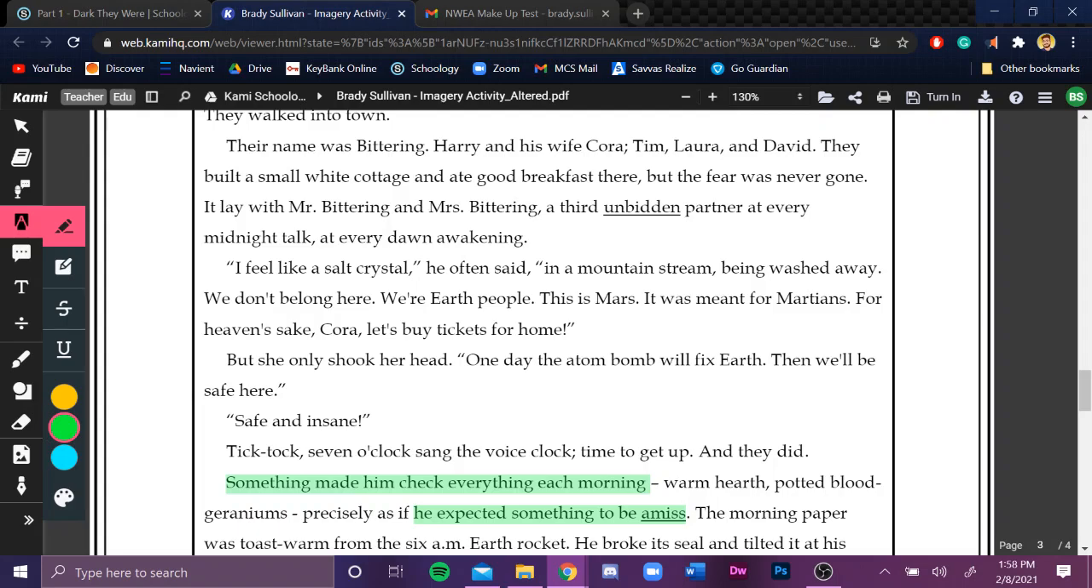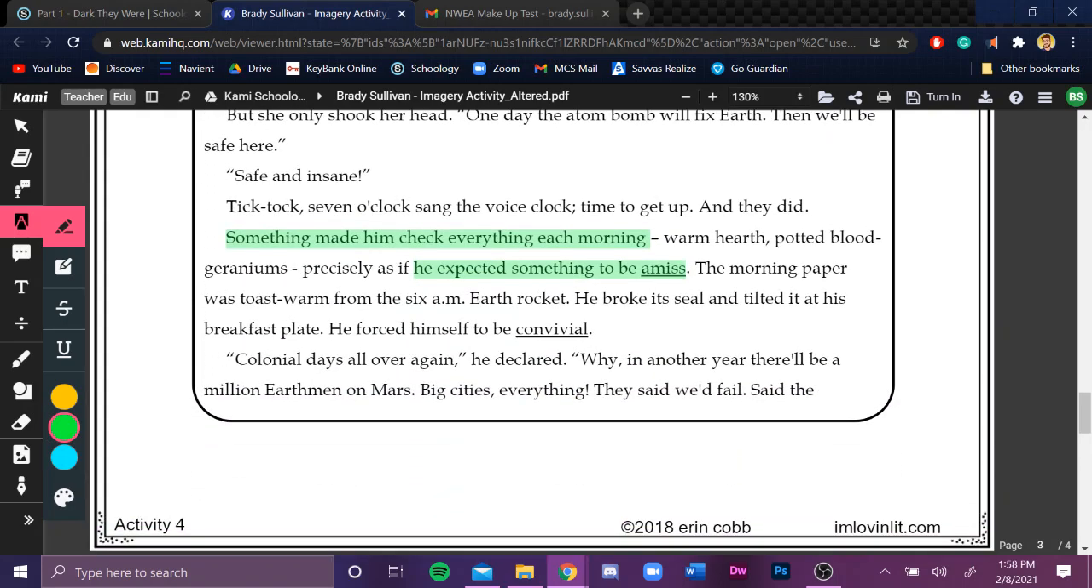Tick-tock, 7 o'clock, sang the clock in the background. Time to get up. And so they did. Something made Mr. Bittering check absolutely everything in their new house every single morning. There was a warm hearth, good. There were potted plants, good. Precisely, as if he had expected something to be amiss. The morning paper was toast warm, as it had come fresh off of the rocket from Earth. He broke its seal and tilted it as he ate from his breakfast plate.